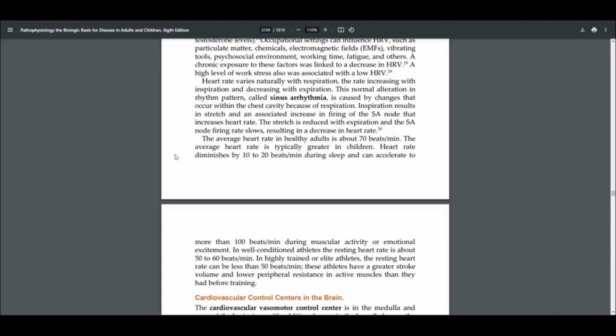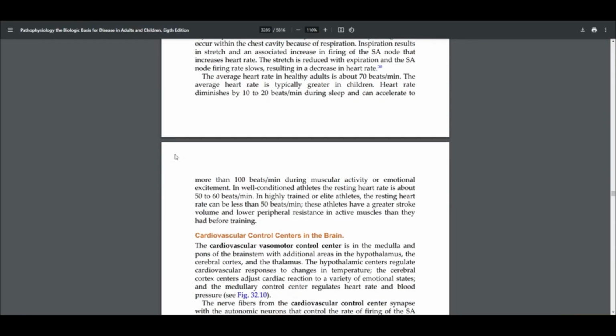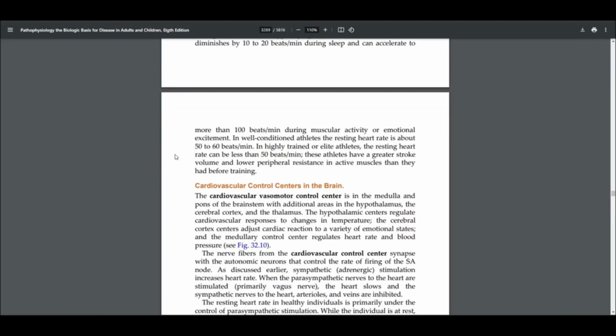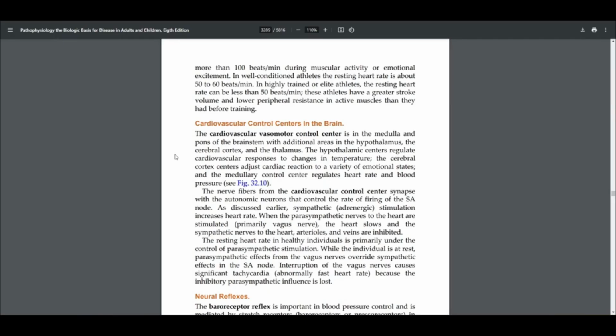The average heart rate in healthy adults is about 70 beats per minute. The average heart rate is typically greater in children. Heart rate diminishes by 10 to 20 beats per minute during sleep and can accelerate to more than 100 beats per minute during muscular activity or emotional excitement. In well-conditioned athletes, the resting heart rate is about 50 to 60 beats per minute. In highly trained or elite athletes, the resting heart rate can be less than 50 beats per minute. These athletes have a greater stroke volume and lower peripheral resistance in active muscles than they had before training.